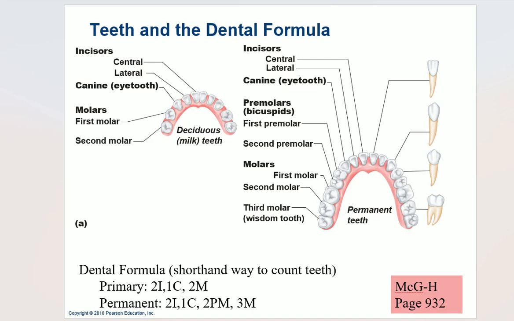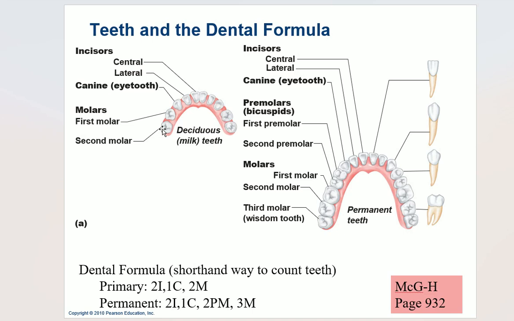Let's talk a little bit more specifically about teeth. So we've got incisors. They are chisel shaped. They're used for cutting. We have canines, so think fangs, like dogs have fangs. They are for puncturing, tearing. Molars are used for crushing and grinding.